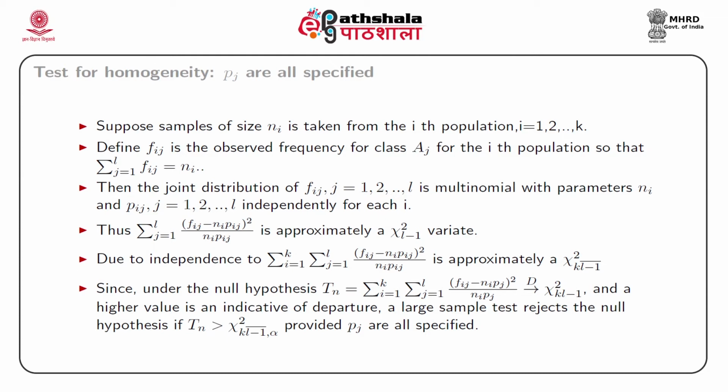Under the null hypothesis, Tn, that is summation i from 1 to k, summation j from 1 to L, Fij minus ni Pj whole square divided by ni Pj, converges in distribution to a chi-square variable with degrees of freedom kL minus 1, and a higher value is indicative of departure from the null hypothesis. So we can construct a large sample test which rejects the null hypothesis if Tn exceeds the upper alpha percentage point of a chi-square variable with degrees of freedom k times L minus 1.